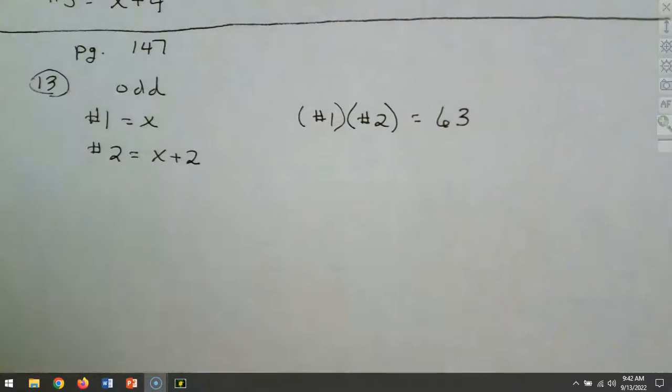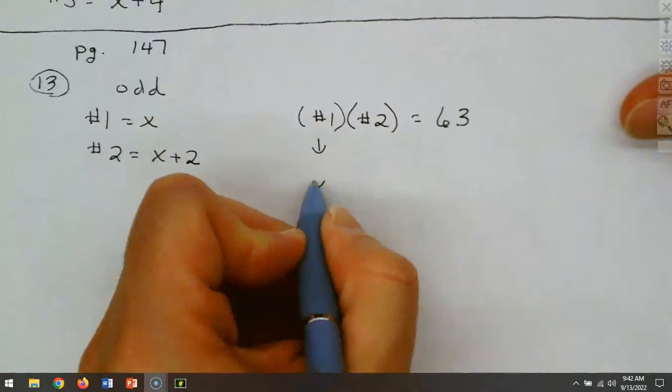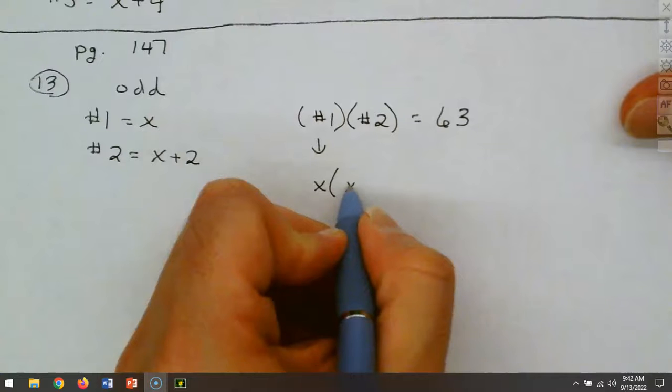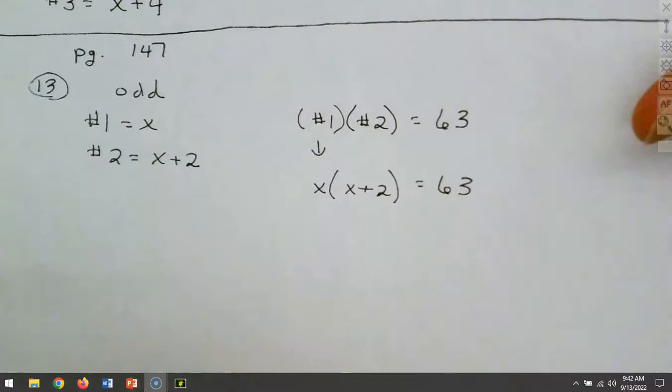So there's not much to these once we have it set up. So now we can go ahead and we can finish this. So now we'll go ahead and plug in our variables. And so if I plug in my variables, the first one is x. The second one is x plus 2. And that equals now 63.